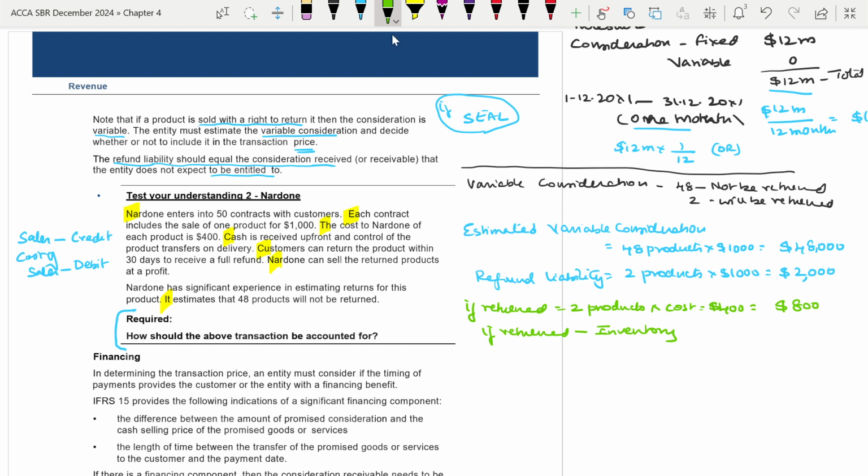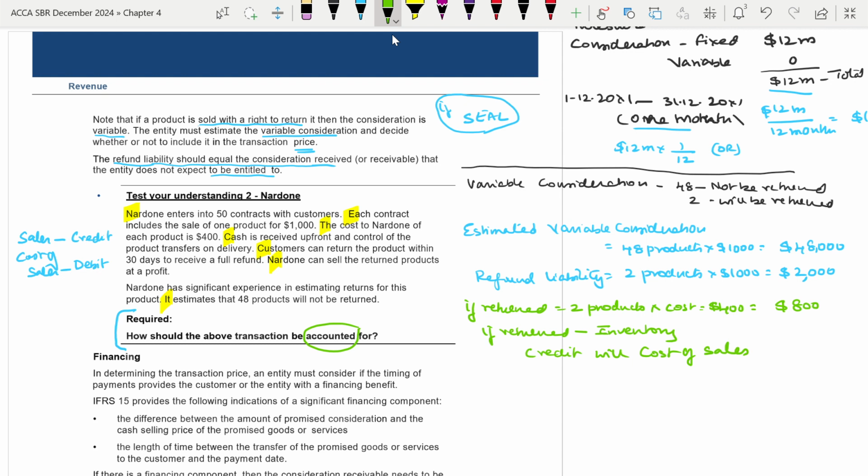Fine. Now see how the flow will work. When we are talking about the cost, it will be debit. If it is returned, it will be shown in the inventory, and credit will be given to cost of sales. Understand the point? I am explaining completely in all the ways possible. What they are asking is how the above transaction is going to be accounted. The credit for cost of sales, because it will decrease.